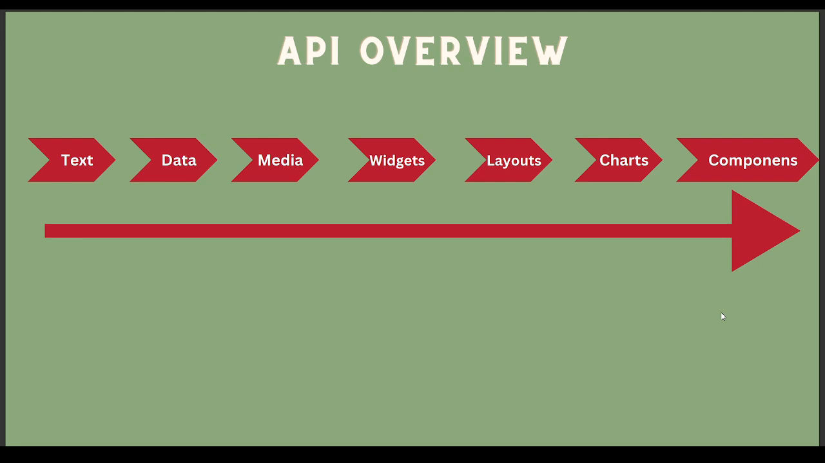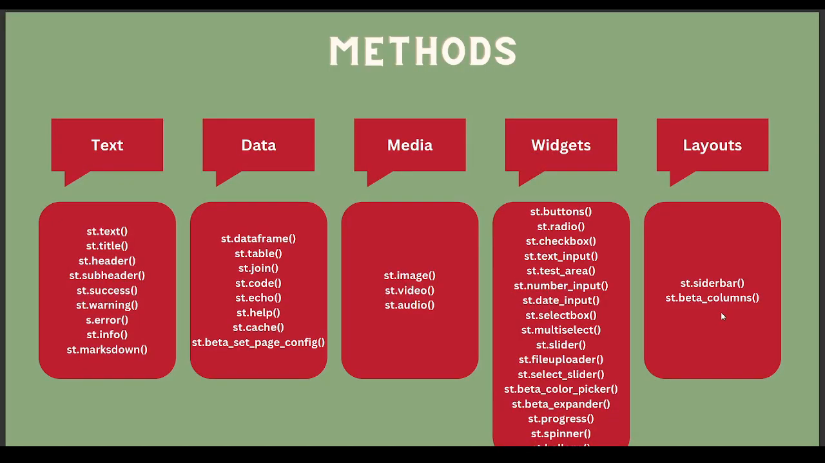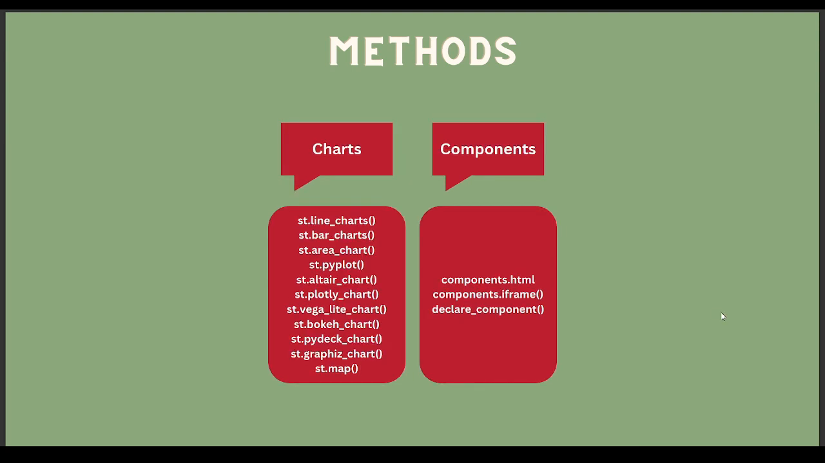And coming to the API overview, these are the APIs which we need to remember and use to create any kind of Streamlit application: text, data, media, widgets, layouts, charts, and components. Forget about the components spelling, it's just a typo, sorry for that. And we need a few methods to use these APIs. For text, these are the different types of methods available. For data, media, widgets, and layouts, these are the different types of methods available. These are the methods we will use in general for any kind of web application development. And the remaining ones are charts and components.